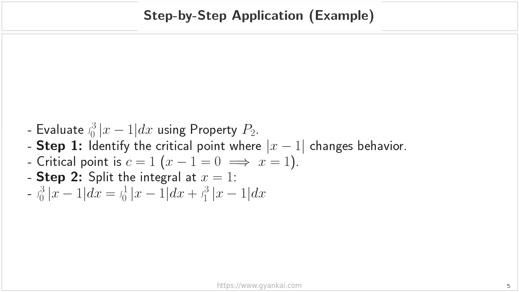Notice how the limits of integration align correctly. The upper limit of the first integral is 1, which matches the lower limit of the second integral. This is crucial for the property to hold. In the next steps, we'll remove the absolute value and integrate each of these simpler integrals separately.